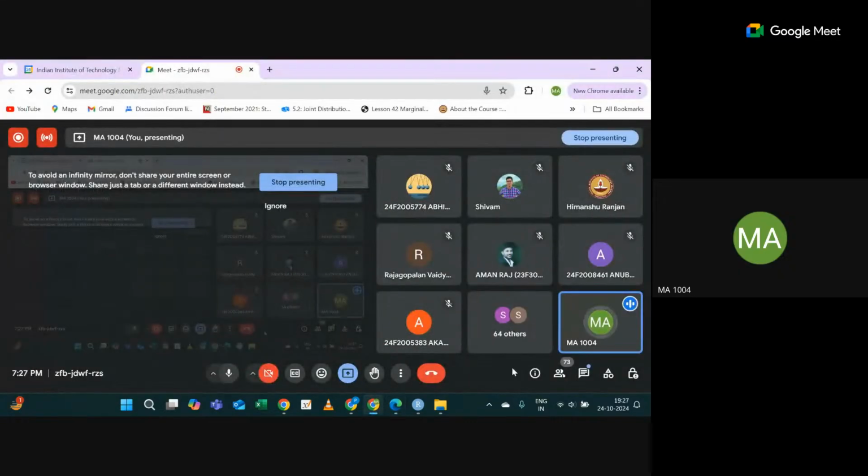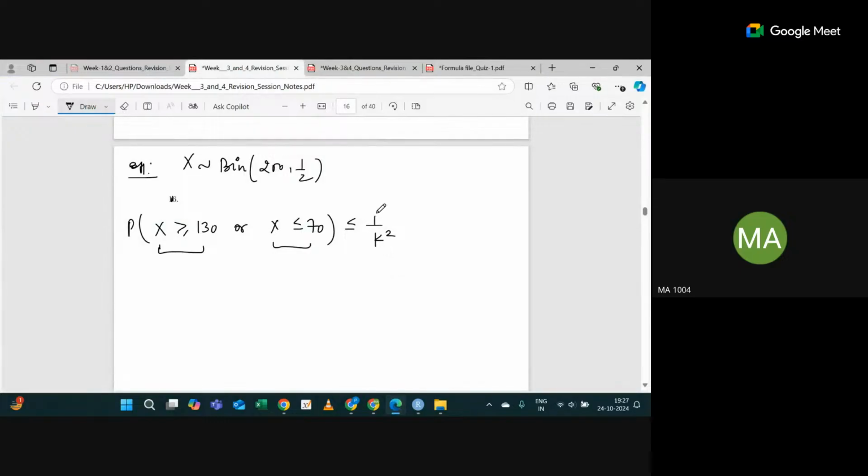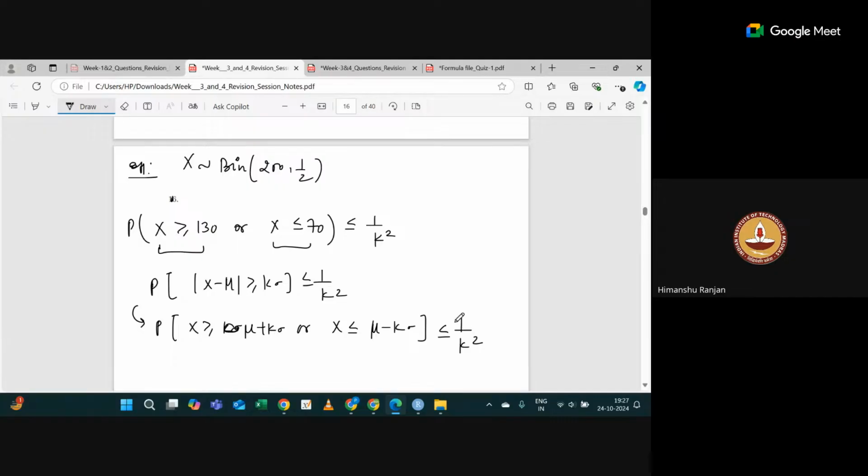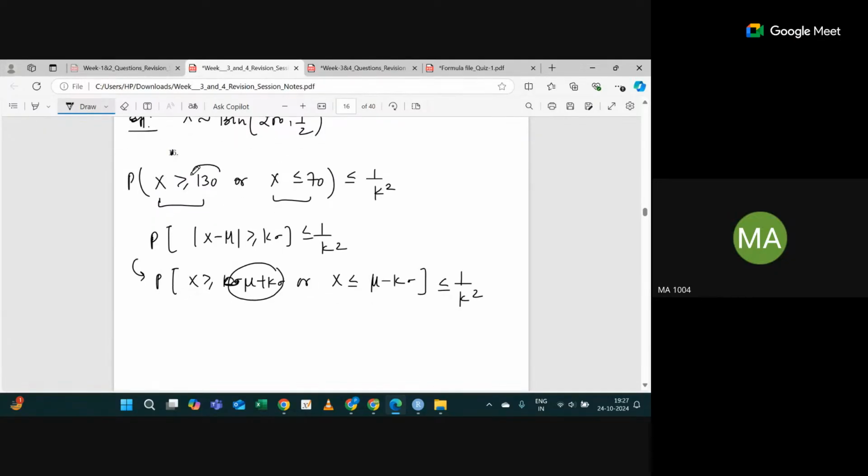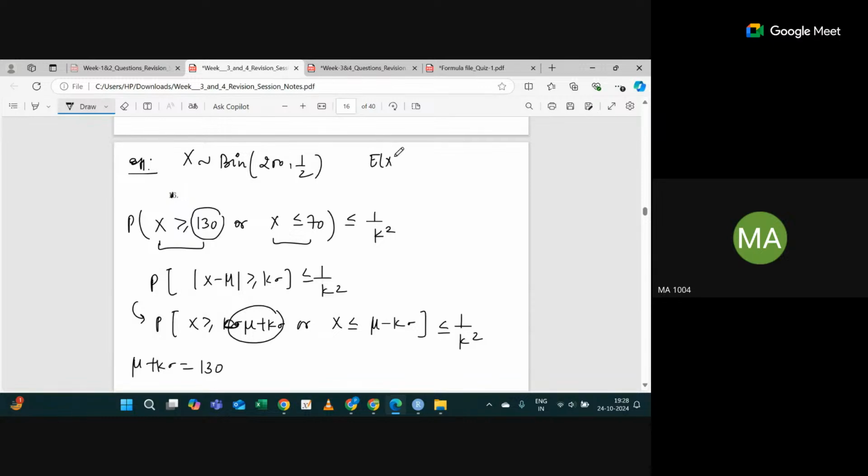We have to find the value of k. So first of all, which form do we have to use? We have seen modulus of x minus mu greater or equal to k sigma is less or equal to 1 by k square, right? If you solve this, what do we get? X is greater or equal to mu plus k sigma, or x is less or equal to mu minus k sigma. So far so good? Yes, sir. So we can equate this part with this. We can say mu plus k sigma is equal to 130. Next, we have to calculate what the mu and sigma are here. Since this is binomial, what is the expectation of x? N into p, NP. So 200 divided by 2, which is 100. What is the variance? N into p into 1 minus p, which is half again.